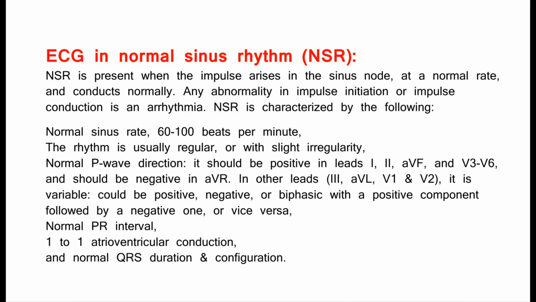Normal sinus rate, 60 to 100 beats per minute. The rhythm is usually regular, or with slight irregularity. Normal P-wave direction: it should be positive in leads I, 2, AVF, and V3 to V6, and should be negative in AVR. In other leads, 3, AVL, V1 and V2, it is variable, could be positive, negative, or biphasic with a positive component followed by a negative one, or vice versa. Normal PR interval. 1 to 1 atrioventricular conduction. And normal QRS duration and configuration.